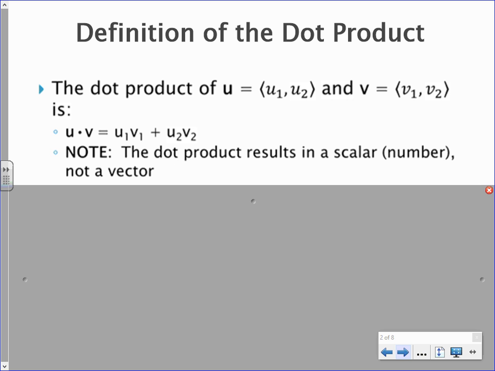I don't care if you write this down or not, but what I need you to understand is that when we take two numbers and multiply them together and add them to another two numbers multiplied together, we're getting a scalar. Okay? This is not a vector, this is a scalar. Alright? When we add vectors together, we get vectors, but when we take a dot product, we're going to get a scalar.